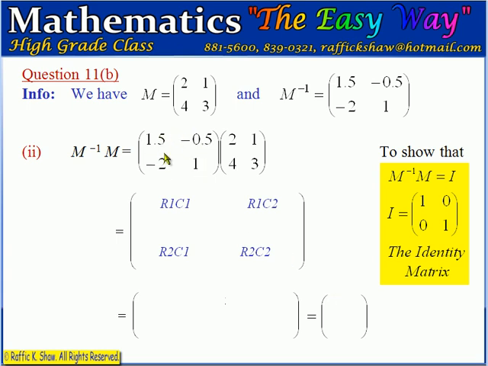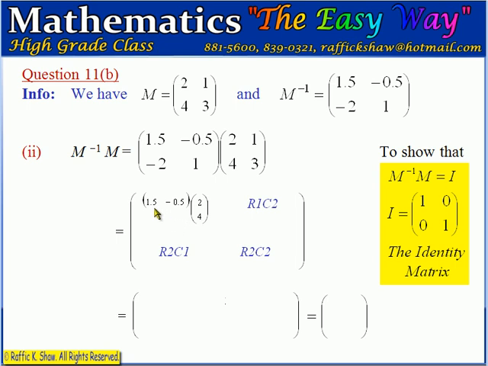When we multiply this 2 by 2 matrix by this 2 by 2 matrix, the result is going to be a 2 by 2 matrix. The first element here, R1C1, means we are multiplying this first row here by this first column here. So let's show that. We are multiplying this row by this column, first row by first column, because this first element is in the first row and the first column. And so we multiply the first row, that's 1.5, -0.5, by this first column, which is 2, 4.